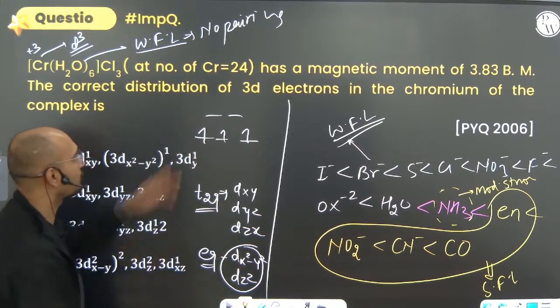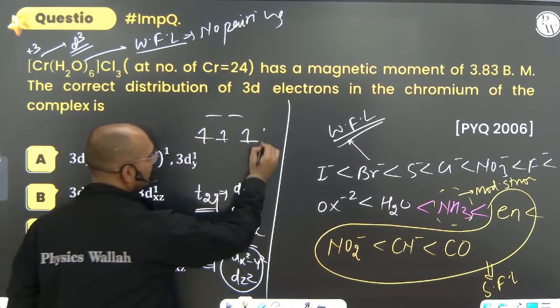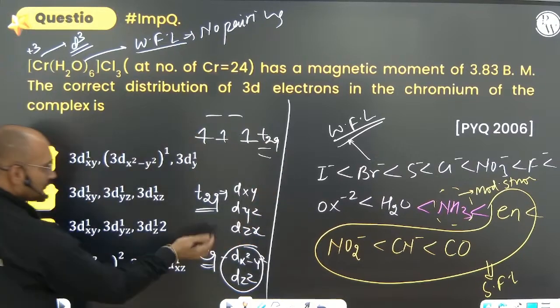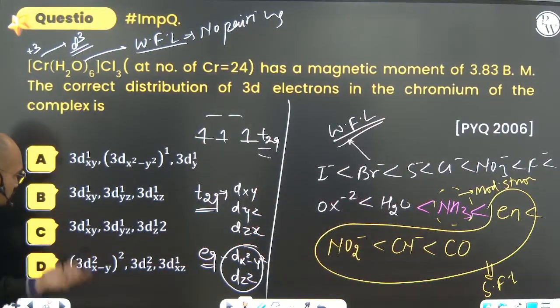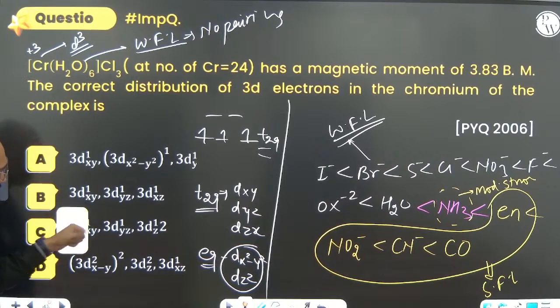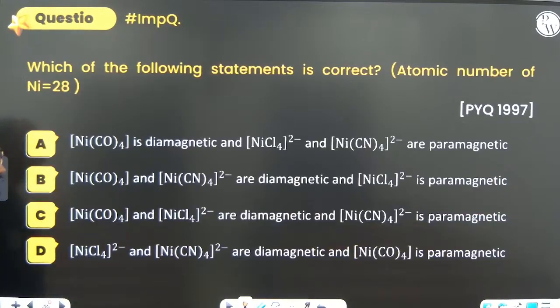So where all the electrons are there, it is there in the t2g orbital, and t2g orbital में कौन कौन से होते हैं? dxy, dyz and dzx. So which is the correct option? No, not this one. Option B. Any doubt? No doubt. Next, which of the following statement is correct?